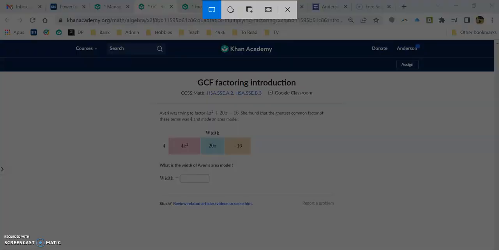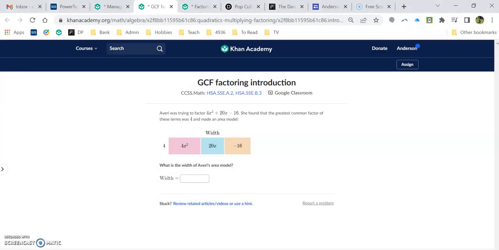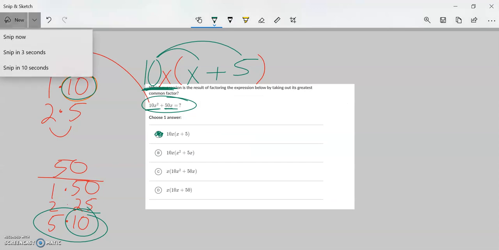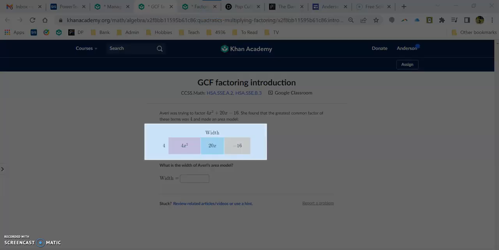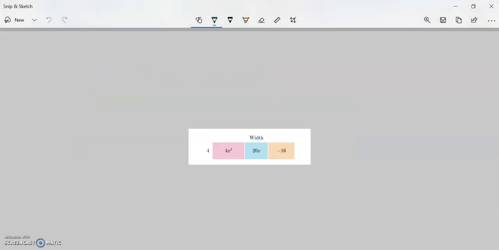Okay, this is a very similar question, but looks different. Let's try that again. Okay. So we have this number here. What they're asking for is the width. So for each of these boxes, we want to see 4 times what equals this term.